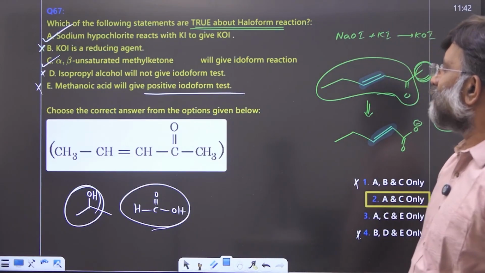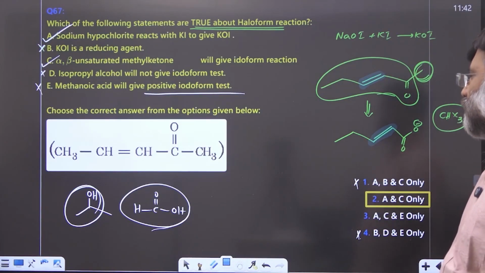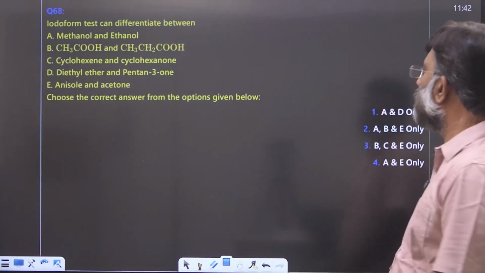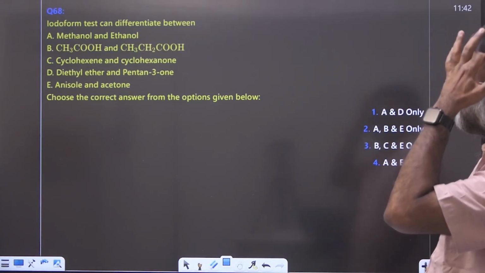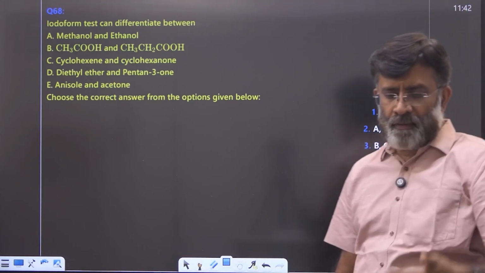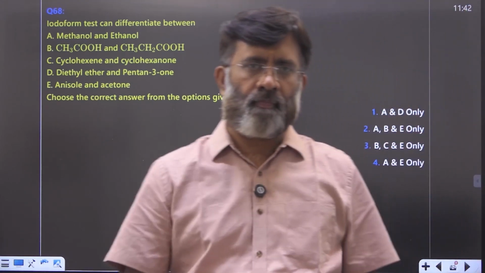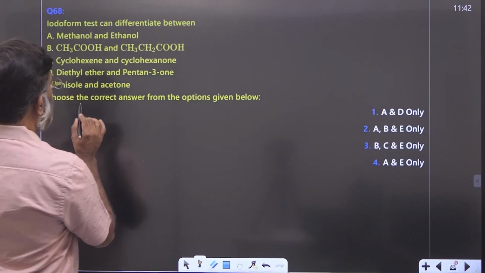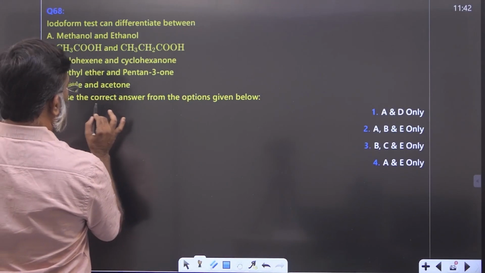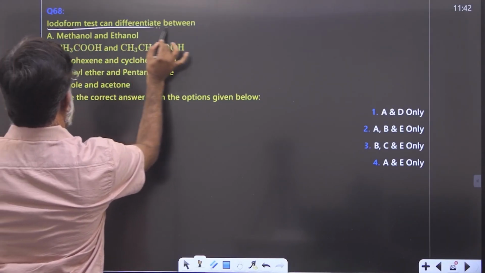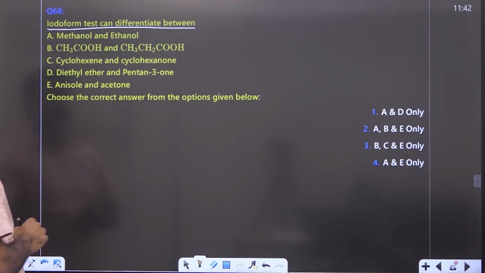Fine. Next. Question number 68. Again, a statement based question. Choose the correct answer. Iodoform test can differentiate between which of the following?